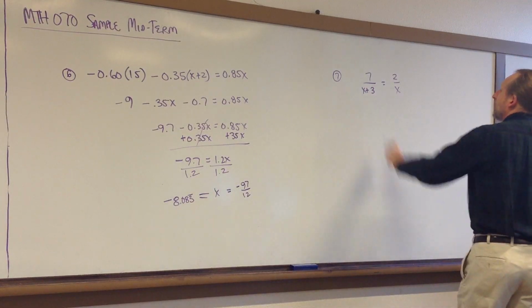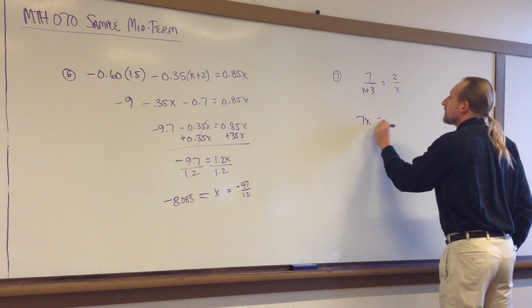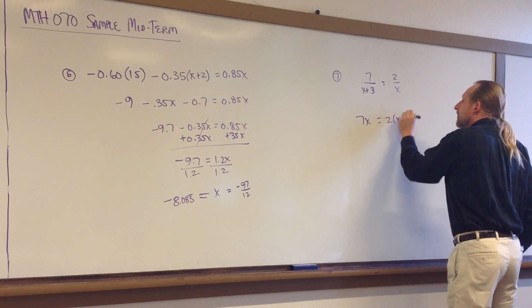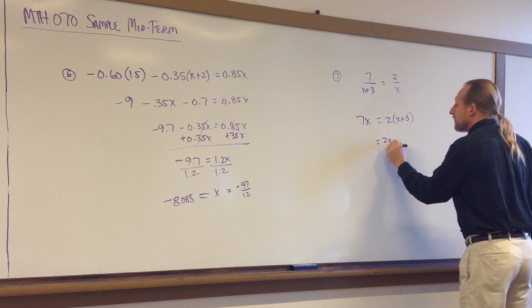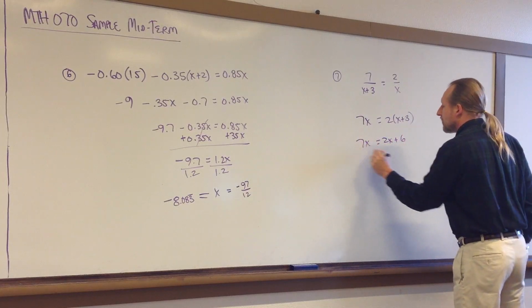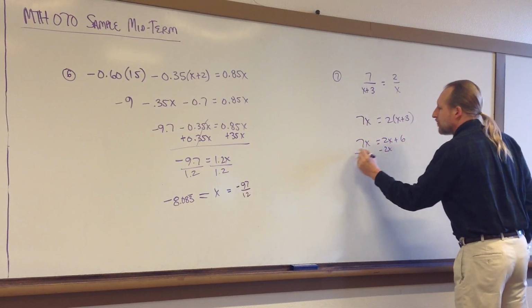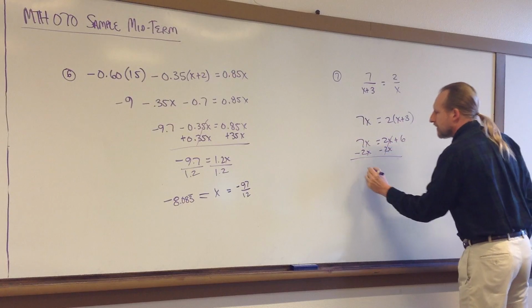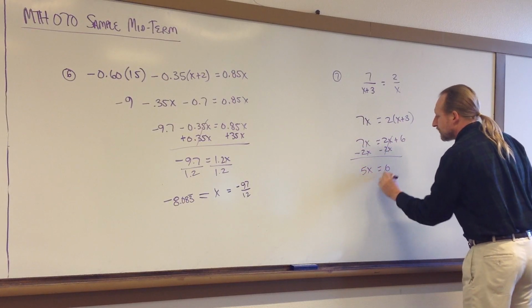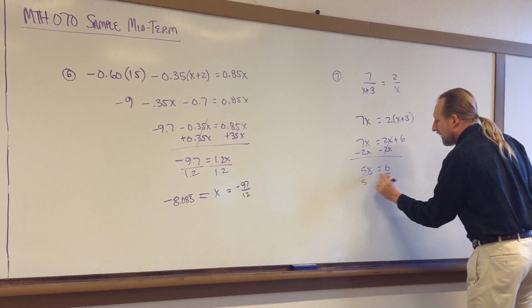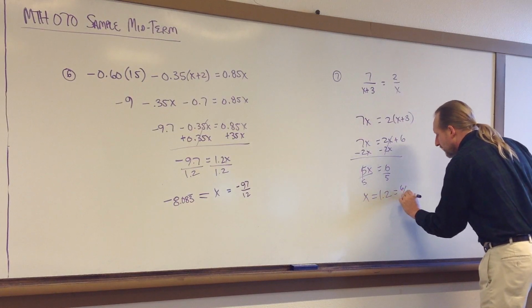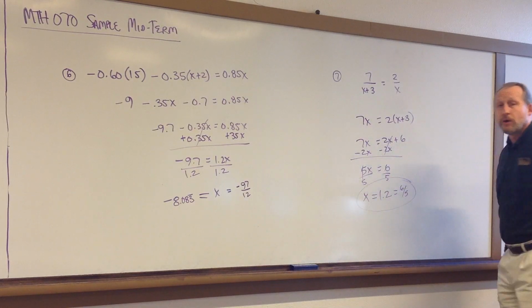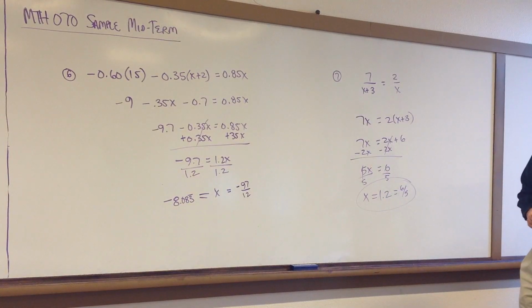So we can cross multiply and say 7x equals 2 times x plus 3. And then we've got to distribute here, 2x plus 6. And then move the 2x over here. That'll be 5x equals 6. And divide on both sides by 5. You can leave it as 6/5, or you can call it 1.2. They're both correct.